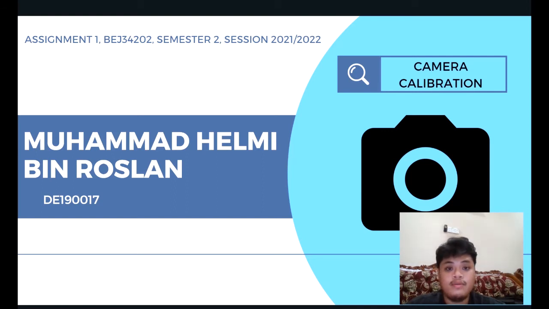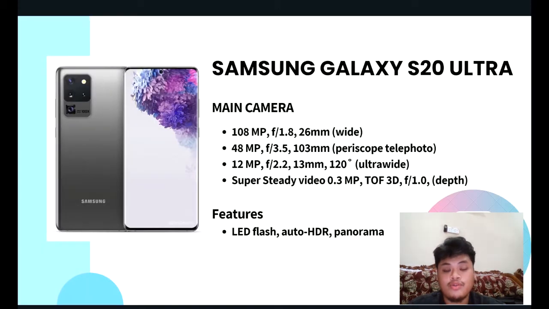In this assignment we're going to do Assignment 1, camera calibration. I use my phone, a Samsung Galaxy S20 Ultra. The main cameras that you can see are 108 megapixels for the wide, 48 megapixels for the periscope telephoto, and 12 megapixels for the ultra wide.